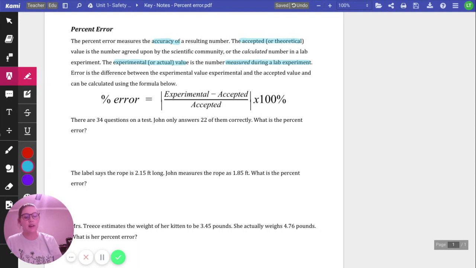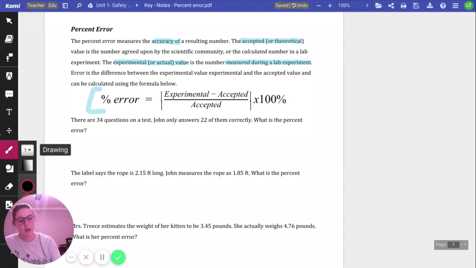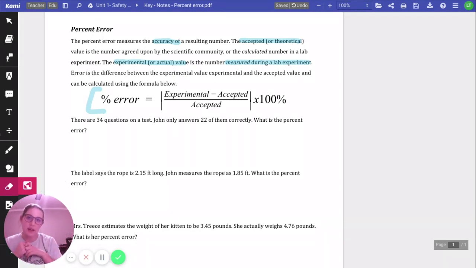And basically our percent error is found by using this formula right there. So percent error is equal to the absolute value of experimental minus accepted divided by accepted times 100. Guys, since this is an absolute value, it doesn't really matter if you put accepted or experimental first, because you're always going to flip that sign and make it positive. So even if you get a negative answer, your final answer should be positive.